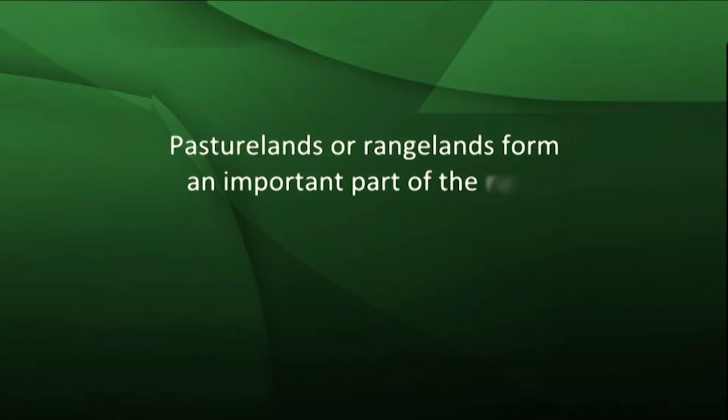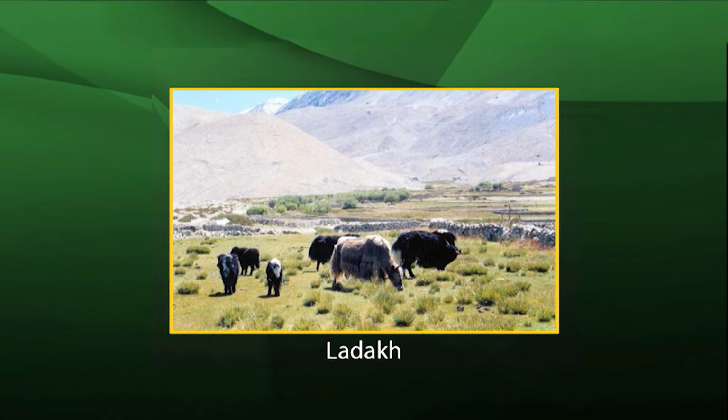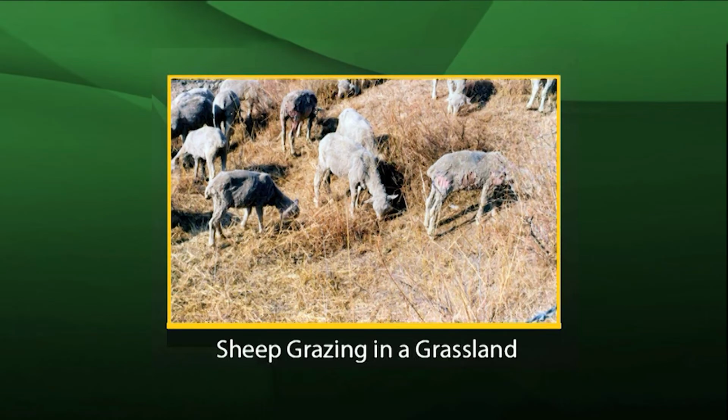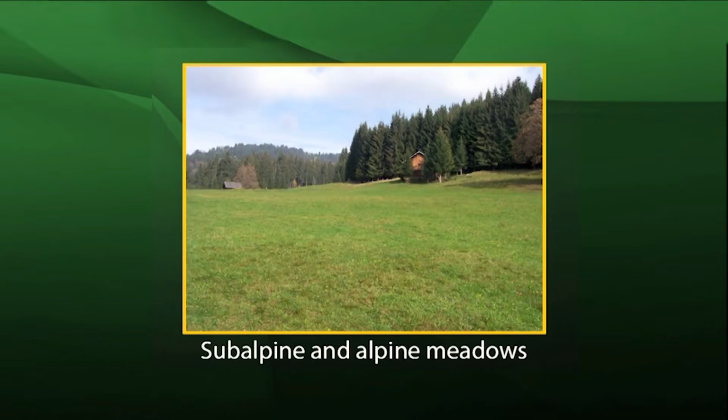Pasture lands or rangelands form an important part of the rural agro-ecosystem of Jammu and Kashmir and Ladakh, with its characteristic producer, consumer and decomposer subsystems. In general, two kinds of areas are used as grazing grasslands or pasture lands: the lowland non-agriculturable grazing areas and the mountainous areas. The mountainous areas include the slopey foot zone, the subalpine and alpine meadows.